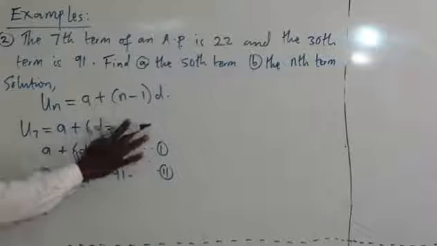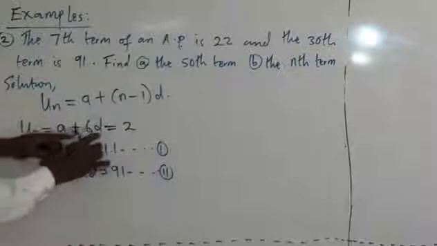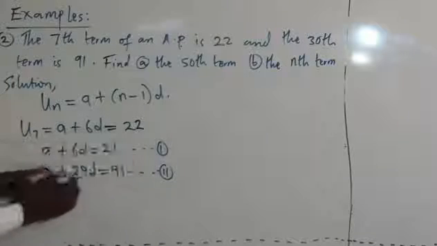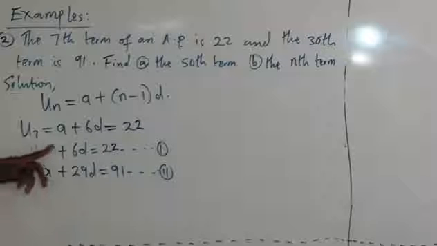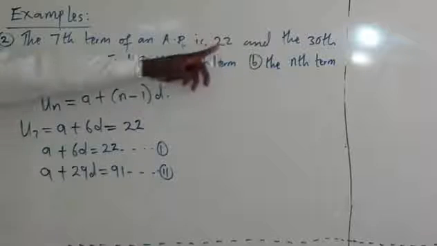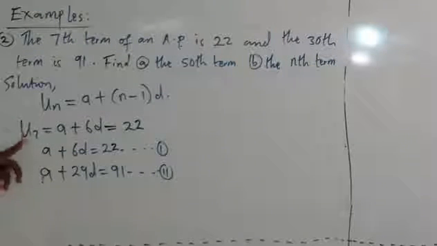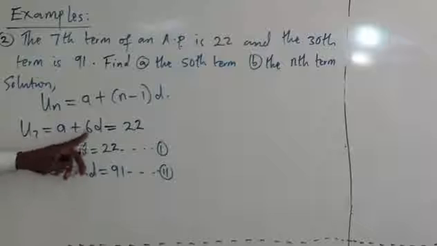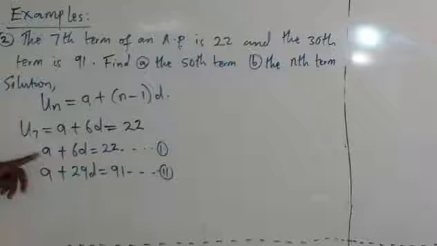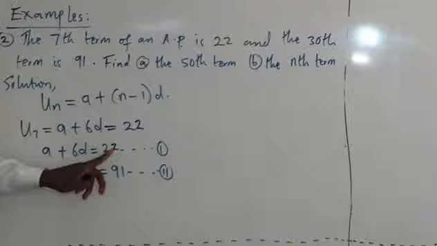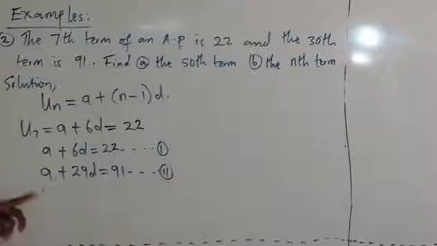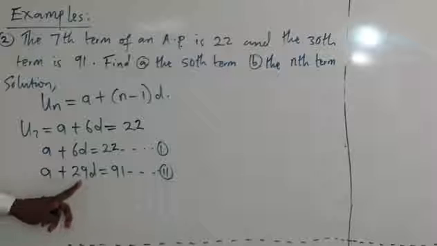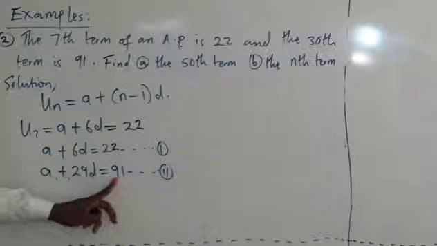Okay, this is 21, sorry. So a plus 6d equals 22. Then we have 22 here, not 21. So the seventh term is 22, not 21. So u7 equals a plus 6d, which is equal to 22. So a plus 6d equals 22. Then the second statement, the 30th term is 91. So a plus 29d equals 91.